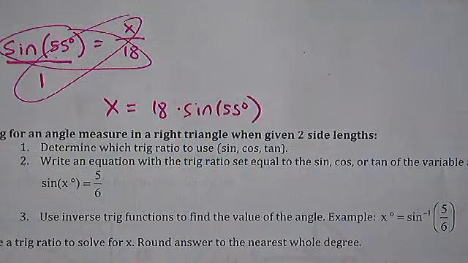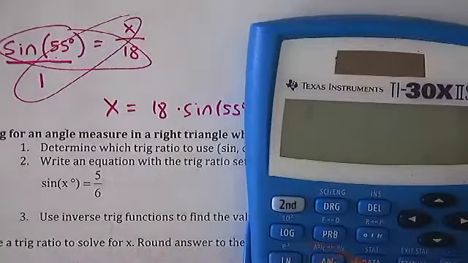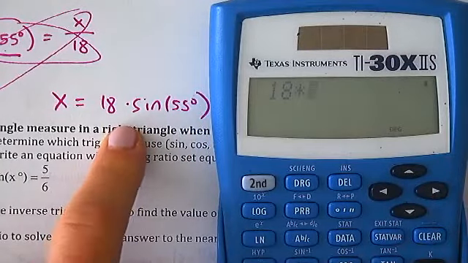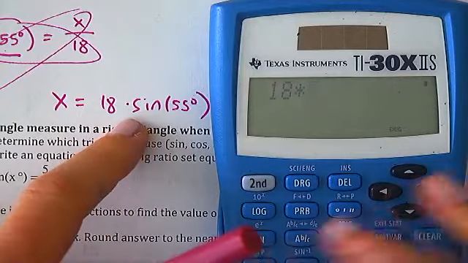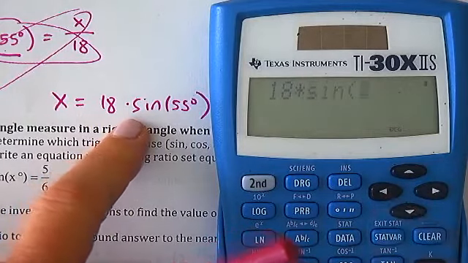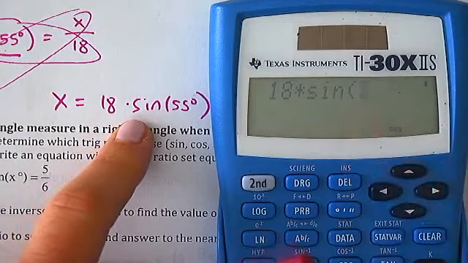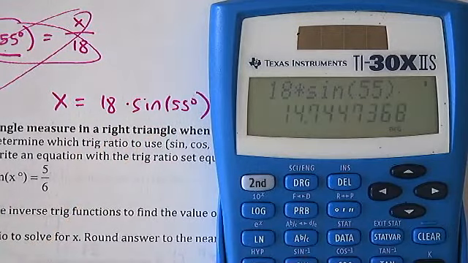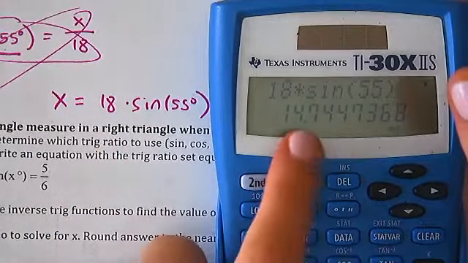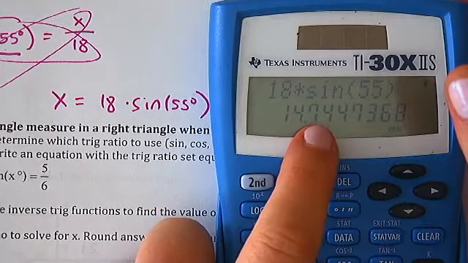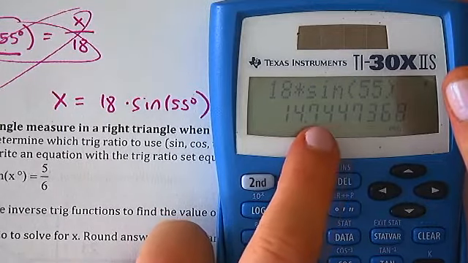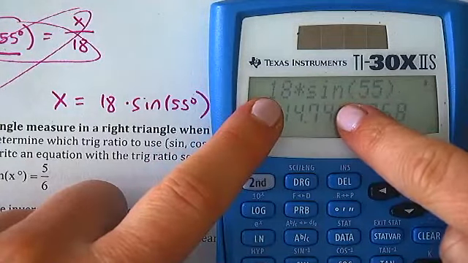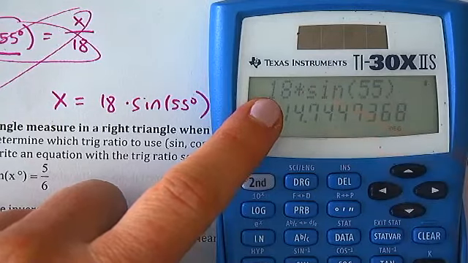Okay, so I'm going to calculate this. We're going to do 18 times sine of 55, and just be careful with parentheses. This one isn't too bad because it already opens up the parentheses, but just be careful. And that is equal to, now they said to round to the nearest tenth. The nearest tenth is one place after the decimal point. Because this is a 4, we don't round up, it stays a 7. So our final answer is 14.7. If this was a 5 or higher, we would have rounded it to 14.8.